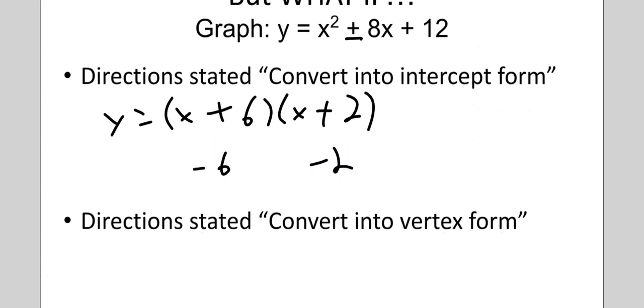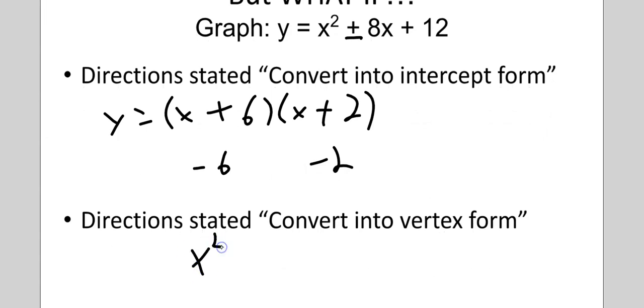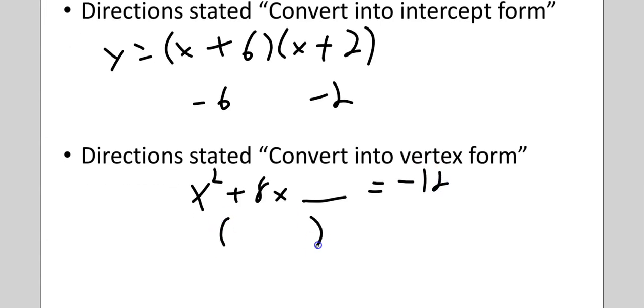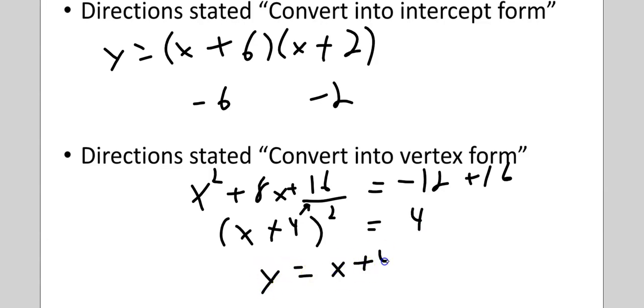Okay, vertex form. That means we have to do completing the square. So we move the 12 over, leave that space. We do our little trick here where we take half of the 8. We come up here and square it. Add 16 to both sides. And then that's going to be 4. And then all we're going to do is move that back over. Y equals x plus 4 squared minus 4.